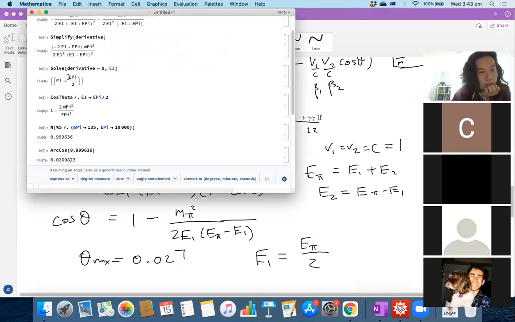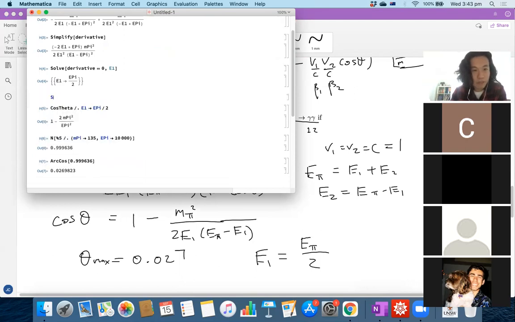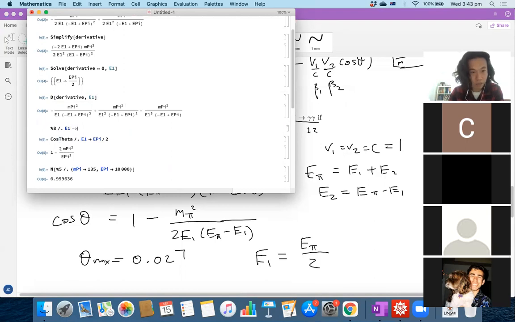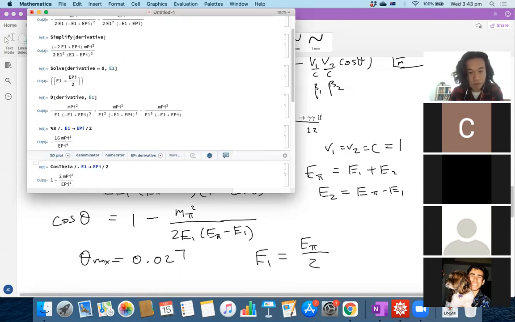Good point. Let's see. Let's look at the second derivative. D of cos theta, wait, no, d of the derivative. Oh God, okay, and then sub in E1 equals E pi divided by 2. Okay, so that'll be negative. So it is a maximum.